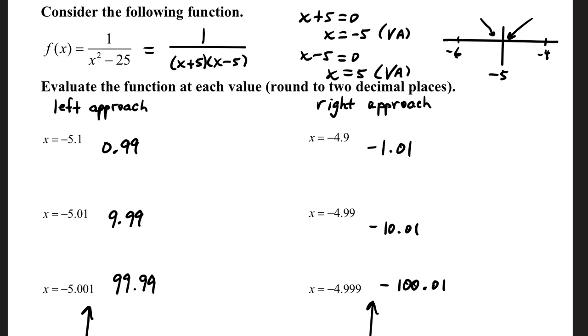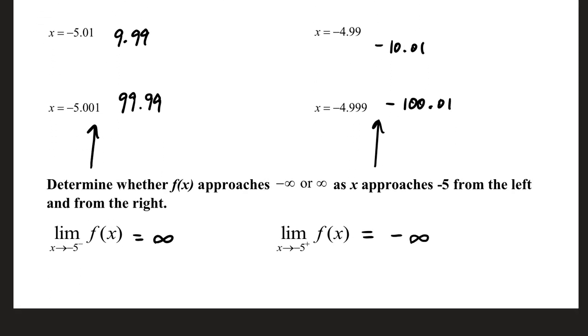Pause the video if you need to. Substitute each x value. In class, we did it in the original function. You can do it in the factored one too. But pause, make sure that when you sub these x values in, you're getting answers similar to what you see on our screen. Okay, if you paused, welcome back. If you didn't, let's finish this out.